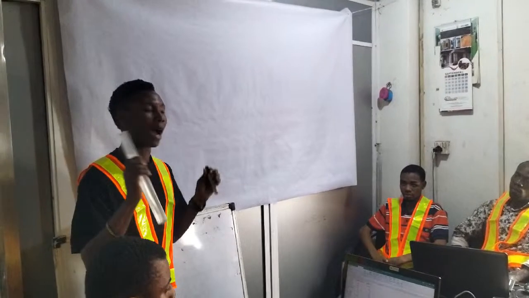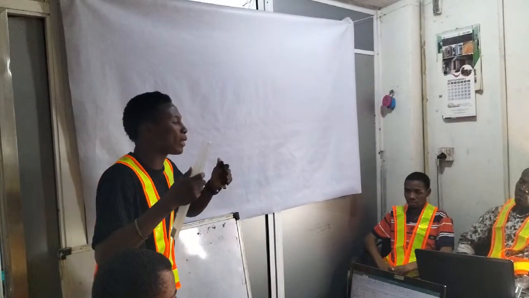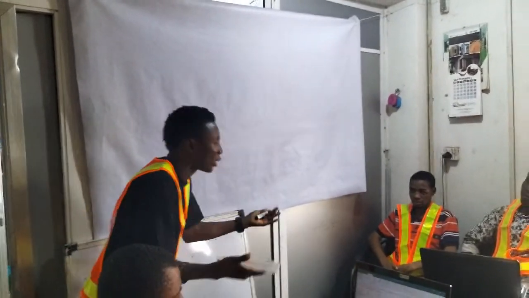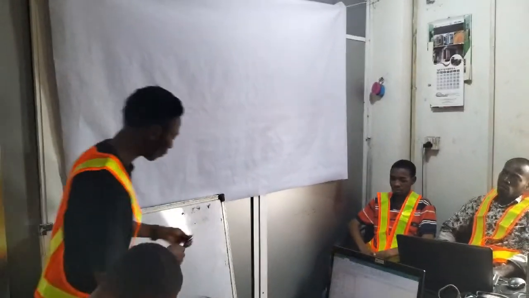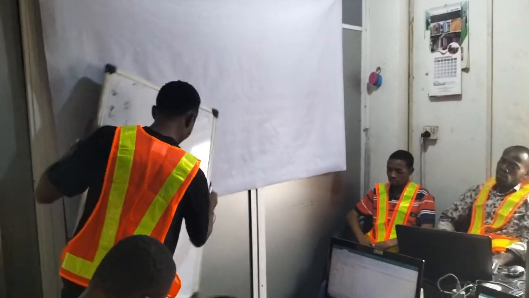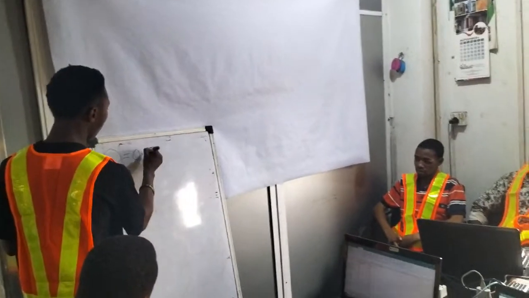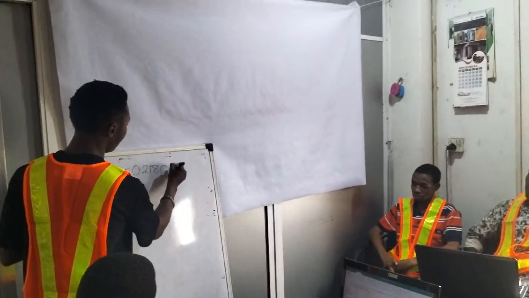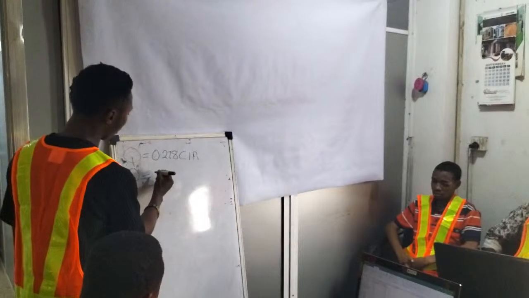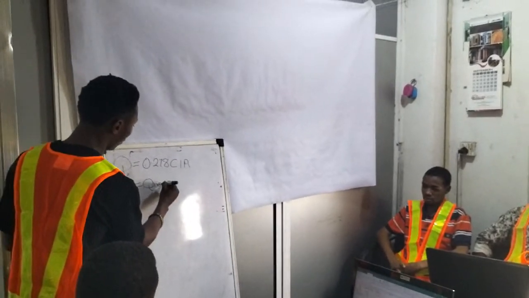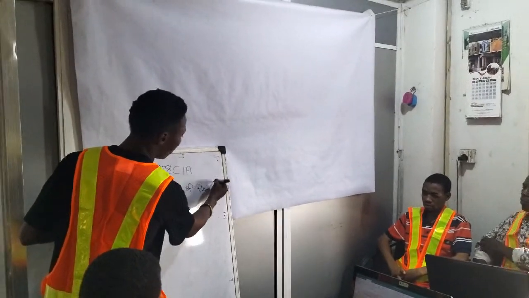So now, how do we solve it? We need to know the amount of flow, the quantity we are talking about. How do we solve it? There comes a formula. We have a formula: Q equals 0.278 CIA, where Q is our quantity of flow, or probably your discharge.